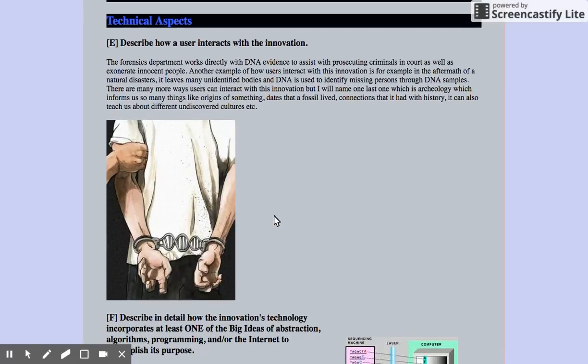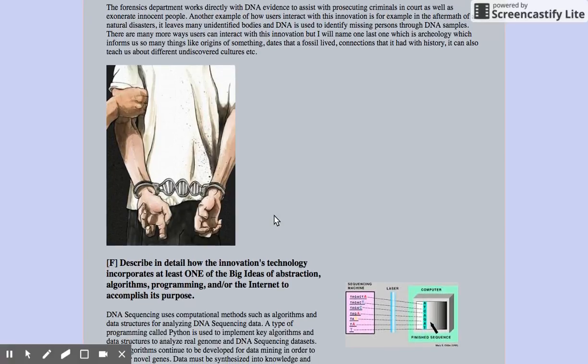There are many ways that a user interacts with DNA sequencing. The forensics department, being one of them, works directly with the DNA in order to collect evidence and assist with prosecuting criminals in court, as well as exonerating innocent people. Another example of how users interact with this innovation is, for example, in the aftermath of natural disasters, it leaves many unidentified bodies, and DNA is used to identify missing people through DNA samples.